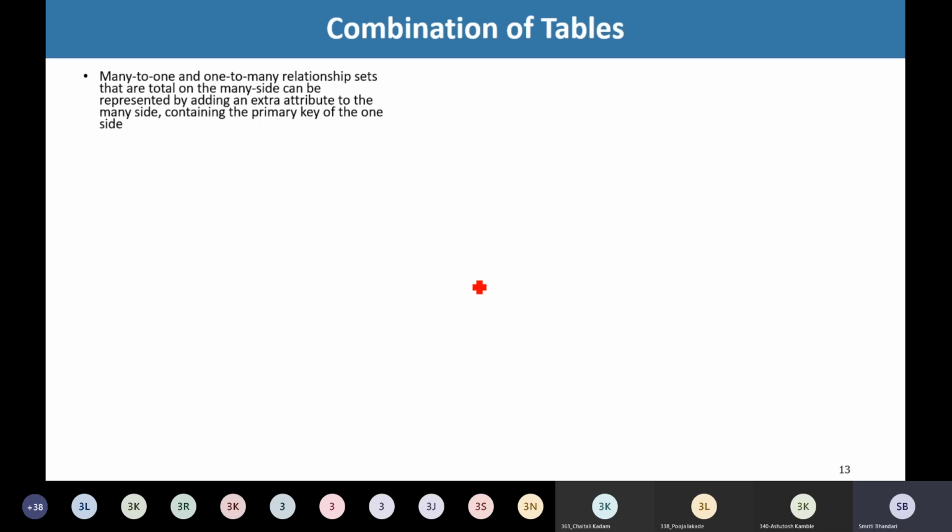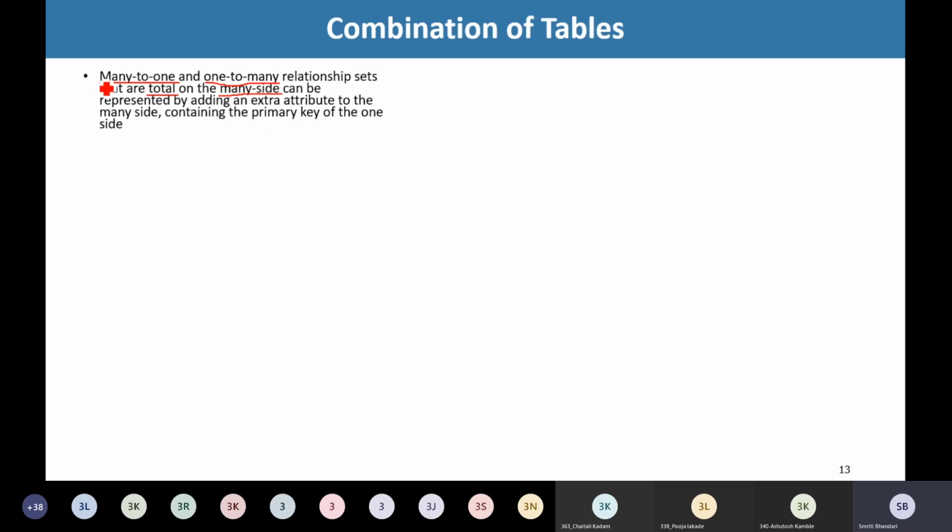Okay, so the first rule, please listen carefully and try to understand, because everything we are supposed to do practically. If I am having a many-to-one or one-to-many relationship set, and at the many side, the participation of the entity set is total.